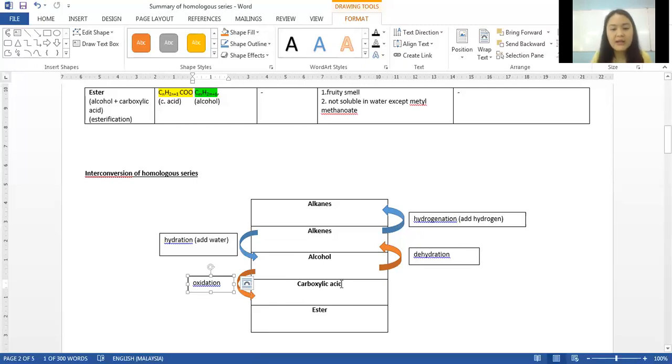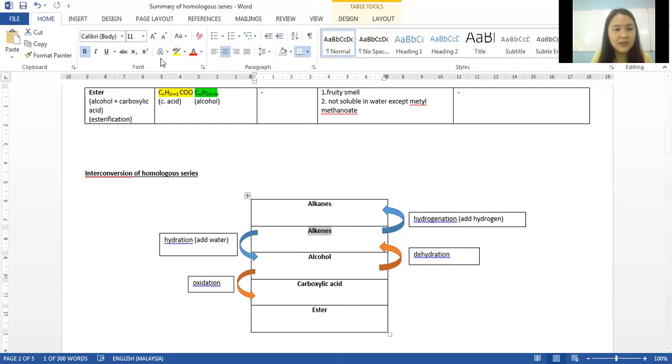Now next, for carboxylic acids, we don't study their interconversion. Esters also, we don't study their interconversion. So to summarize, out of the 5 homologous series, the ones that can do active interconversion are the members of alkenes and the members of alcohols. Please be reminded about the interconversion, because in your SPM questions, there are a lot of questions involving interconversion, which is normally given in a flow chart.